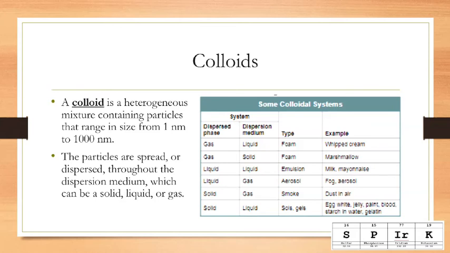So here are a couple different types of colloids. In the dispersed phase, if we're in the gas phase and you see a liquid, that's going to be foam. You might see this when you pour a pop into a glass. Well, the example they give here is whipped cream. A gas dispersed in a solid is a foam, like a marshmallow, and so on and so forth. There's a few other examples there you can read through.